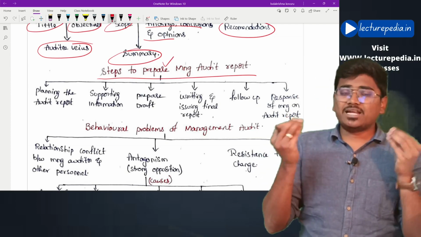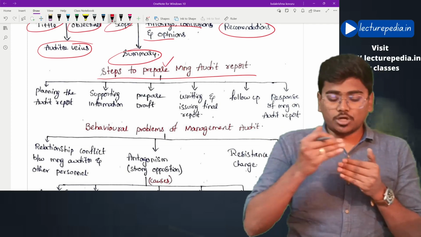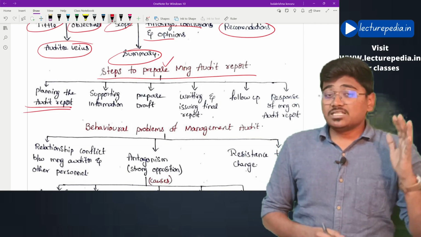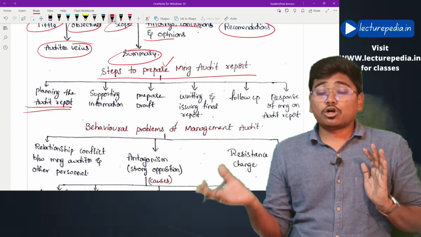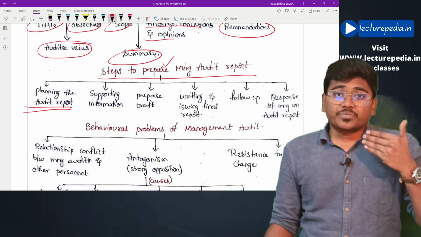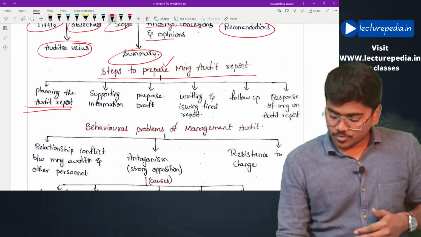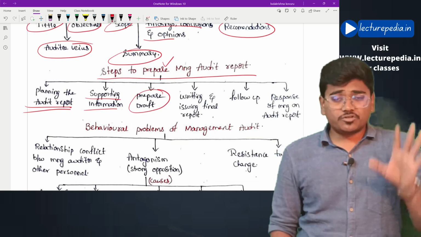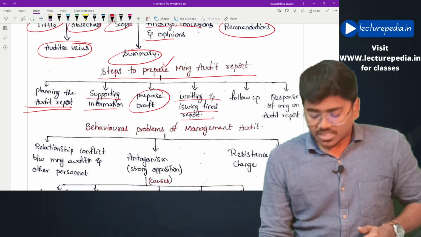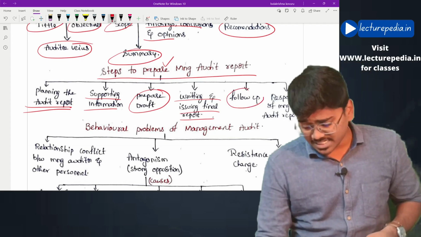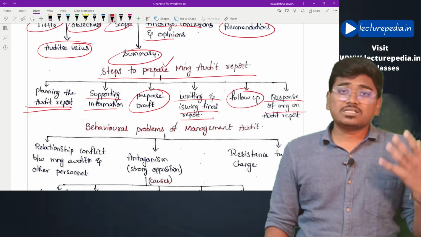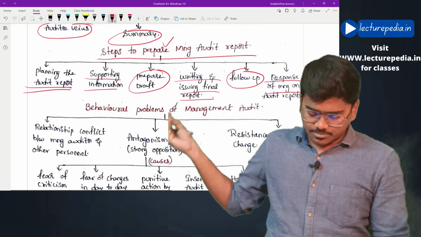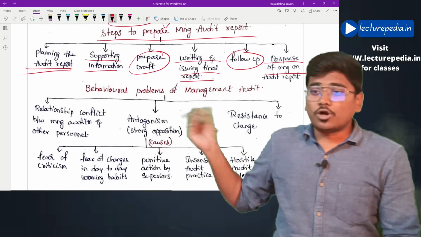First of all, you will plan what has to be reported in the audit report. What should be the structure of the audit report? So, planning the audit report. Next, you will see whether there are sufficient supporting documents available for the items that I am reporting in the audit report. Okay, sufficient supporting information is available or not. Next, preparing a draft report. After that, you will finalize the final report. Next, you will follow up, and finally you will see what is the response given by the management for the management audit report that you have given. These are the steps that are involved in preparing management audit report.